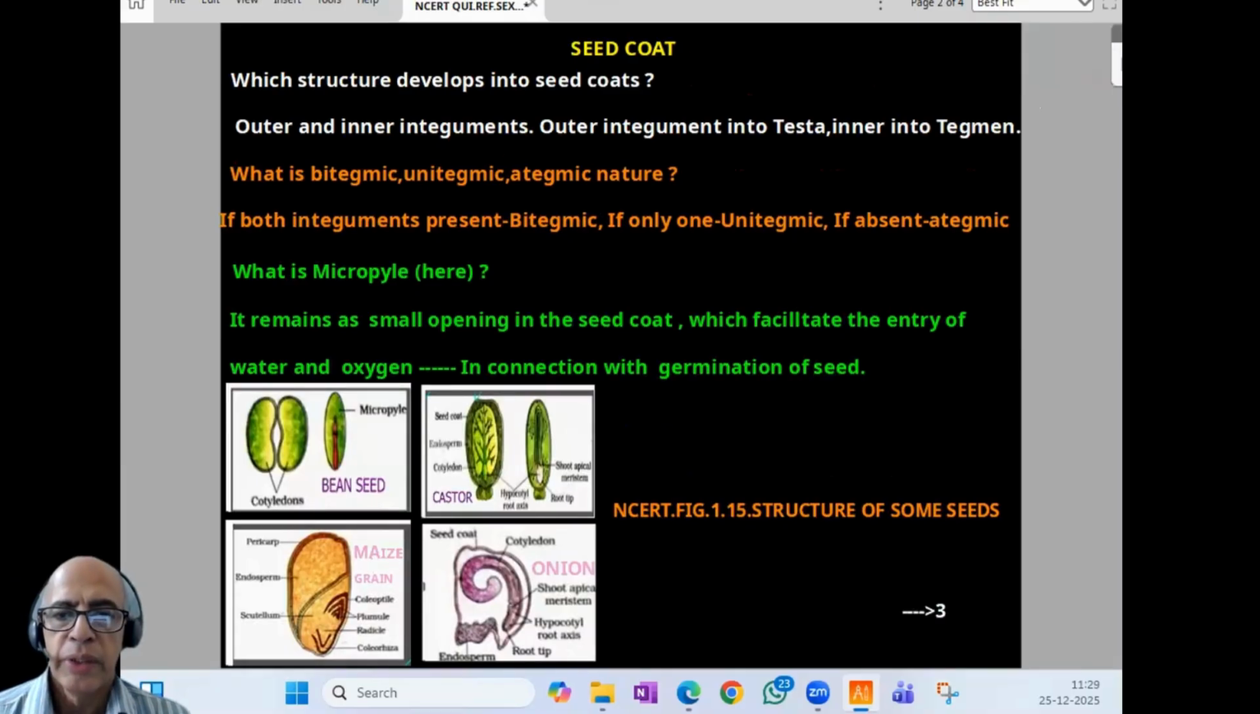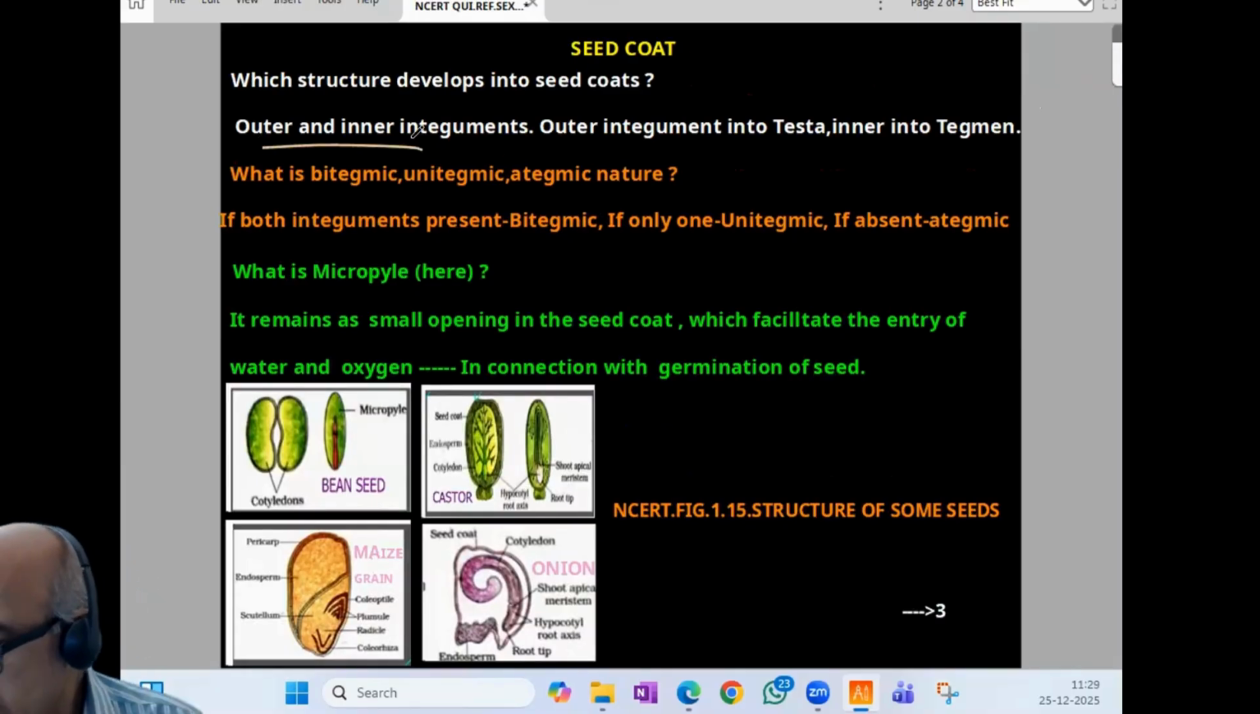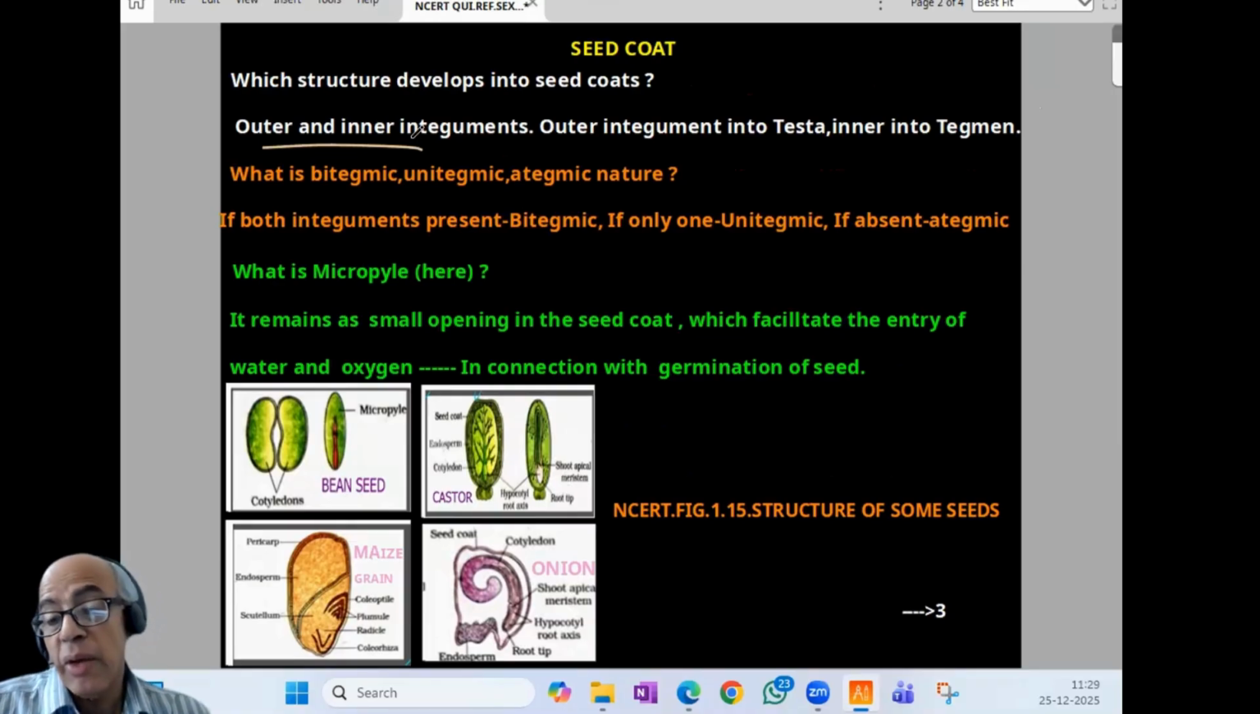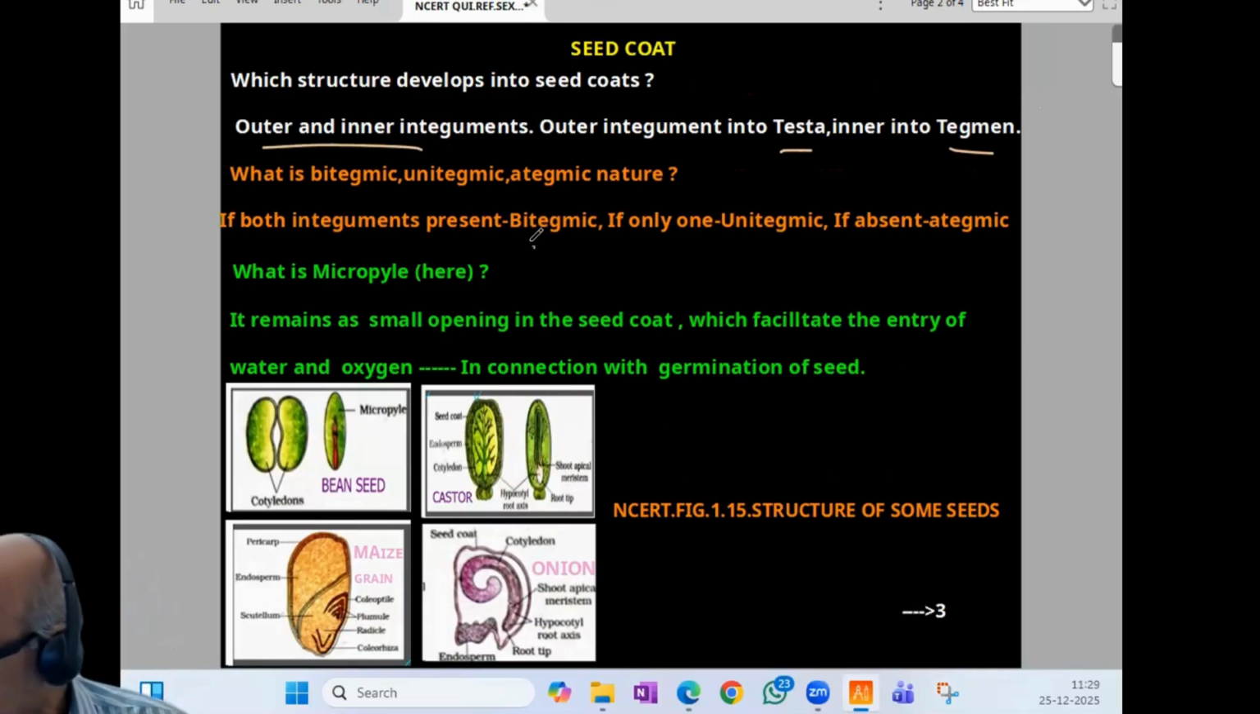Now the second page, seed coat. Which structure develops into seed coat? It is the outer and inner integuments. Outer integument will develop into testa, inner will develop into tegmen. And what is meant by bitegmic, unitegmic, ategmic nature? If both integuments are present, it is bitegmic. If only one is present, it is unitegmic. If it is absent, ategmic.